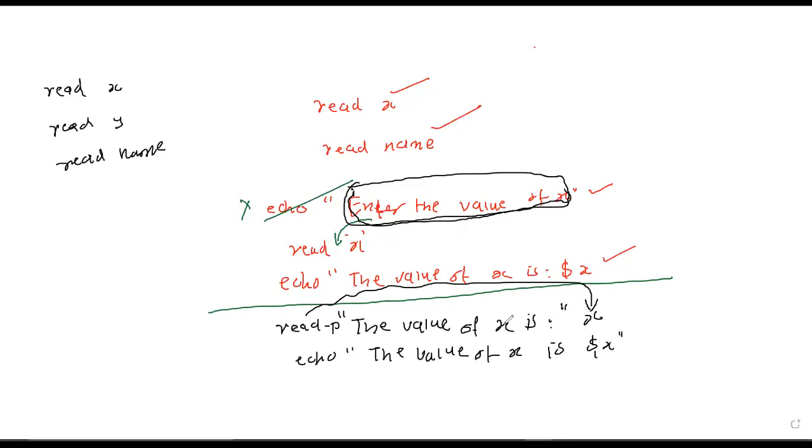Okay, we have the same output. We are not going to write echo. "Enter the value of x": we write it along with the read command itself. Dash p is there in order to echo this. Okay, and x is the variable. Now let us move to the terminal.